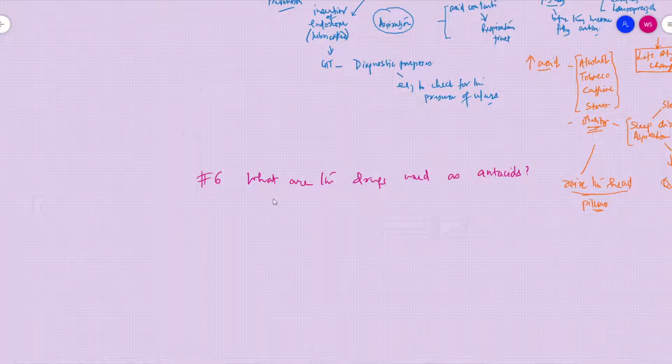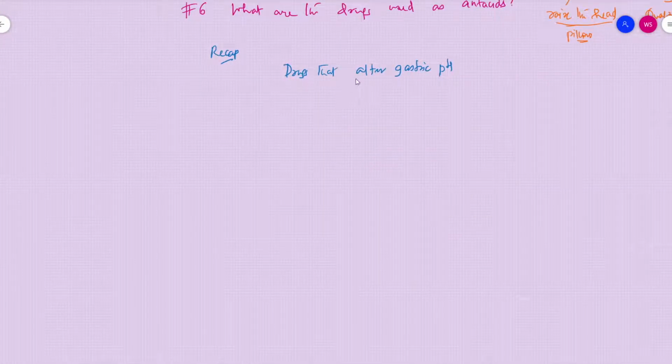So before we discuss that, let's have a small recap. So we said that there are certain drugs that alter gastric pH. Okay, that alter gastric pH. And one example of that we said was hydrochloric acid. Okay. So we said it was given in achlorhydria.